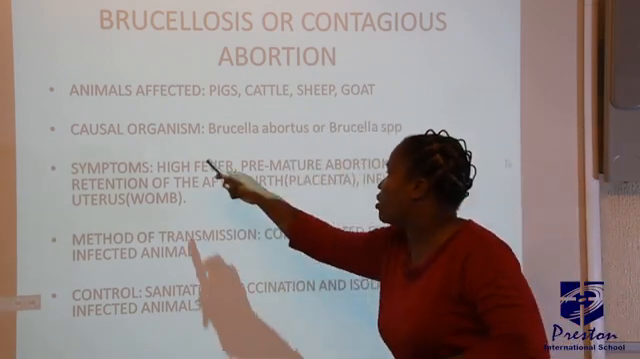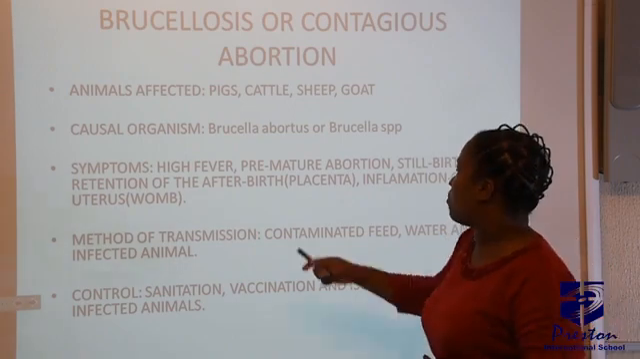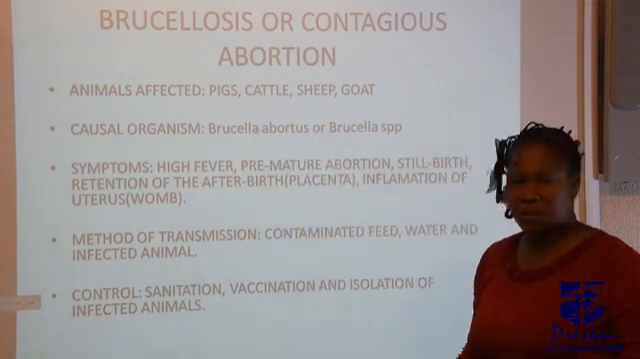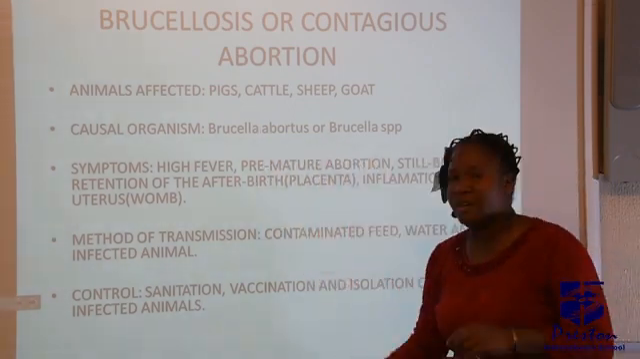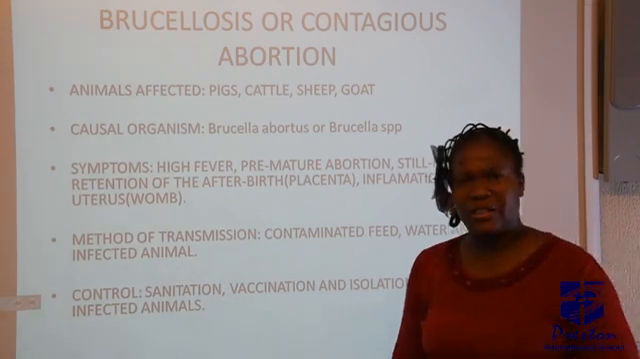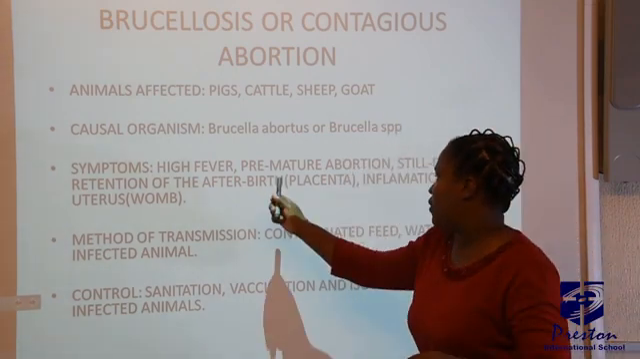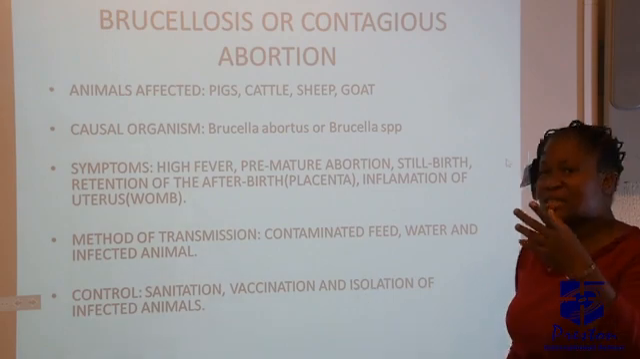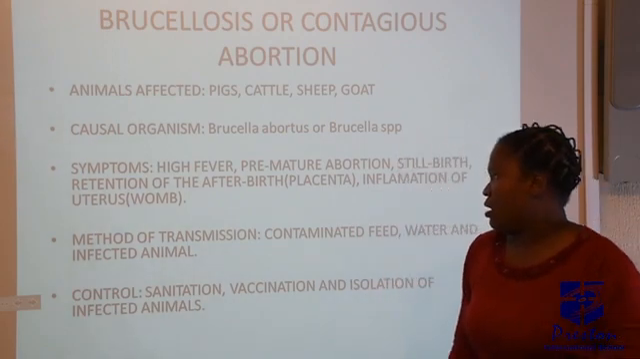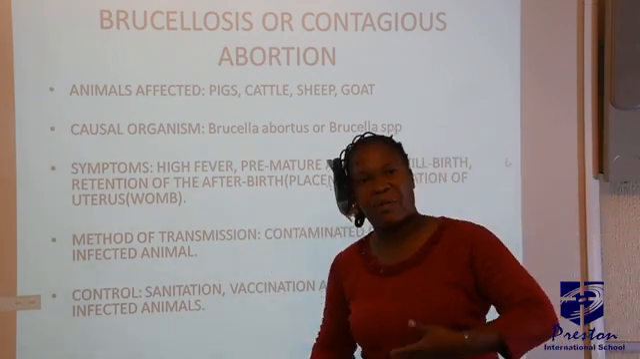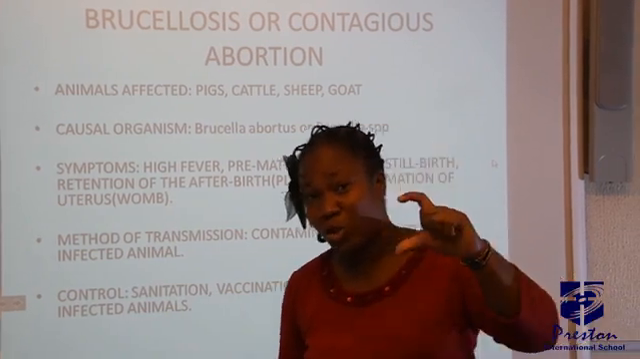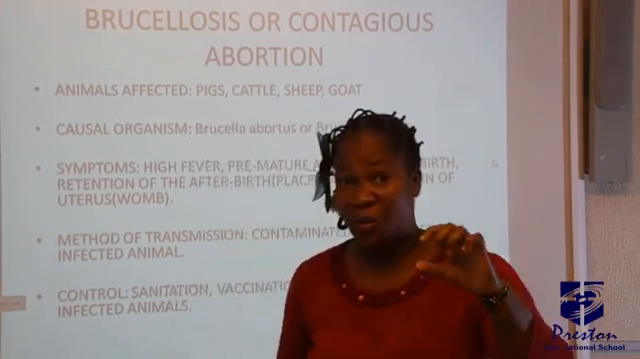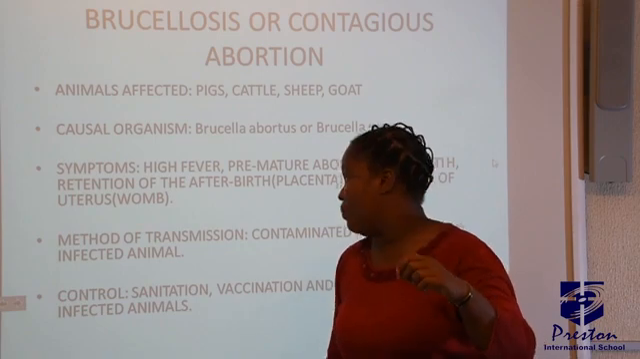Now, let's look at the causal organism. It's a bacterium called Brucella abortus, or Brucella species. Now, let's look at the symptoms quickly. We have high fever, premature abortion, stillbirth, and retention of the afterbirth. Now the placenta will refuse to come. I talked to you about a particular sow that we had in the farm some time ago.